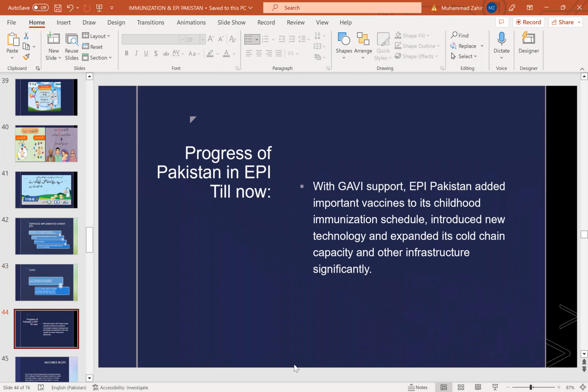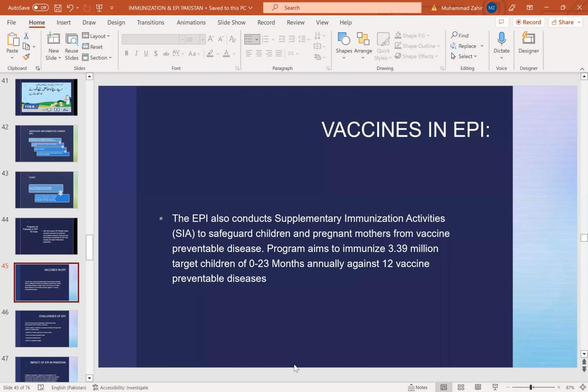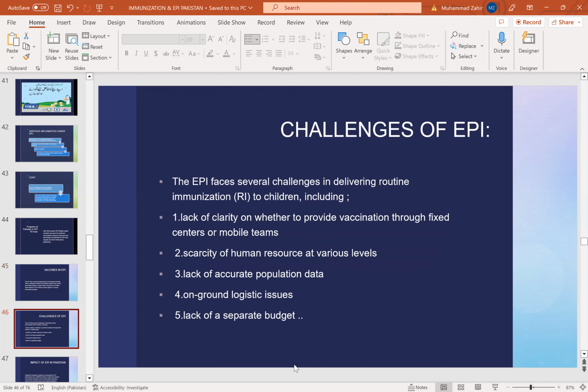Progress of EPI in Pakistan till now. With Gavi's support, EPI Pakistan added important vaccines to its childhood immunization schedule, introduced new technology, and expanded its cold chain capacity and other infrastructure significantly. The EPI also conducts supplementary immunization activities to safeguard children and pregnant women from vaccine preventable diseases. The program aims to immunize 3.39 million target children of 0 to 23 months annually against 12 vaccine preventable diseases.